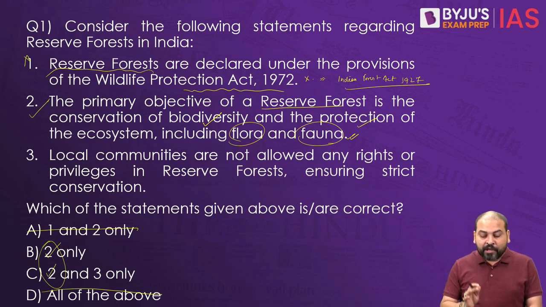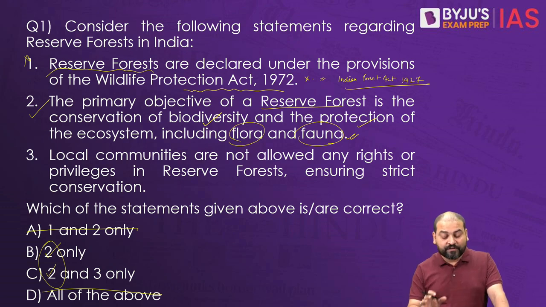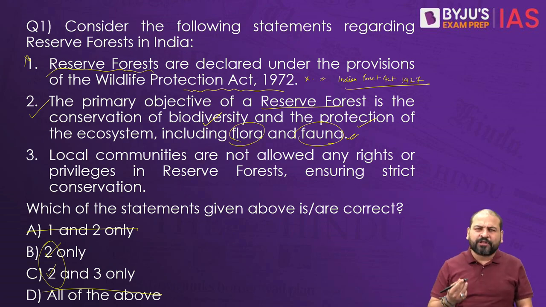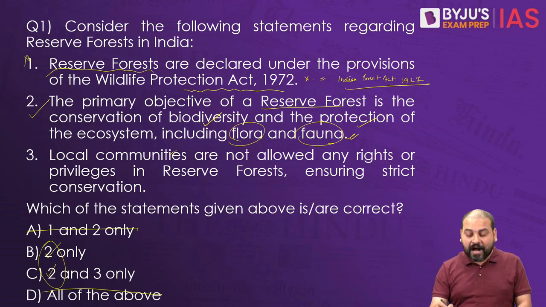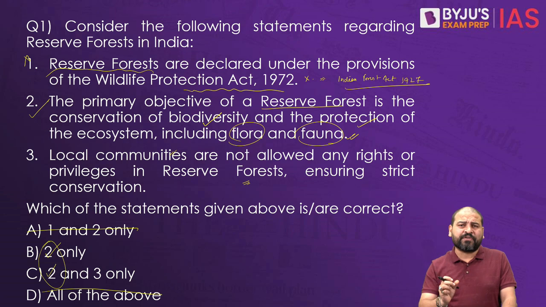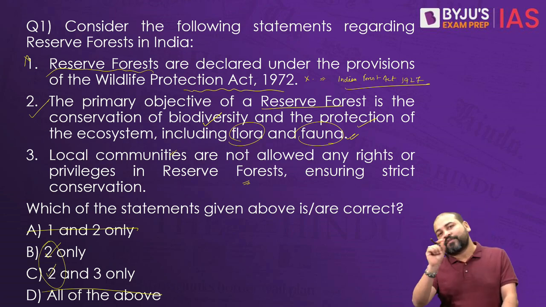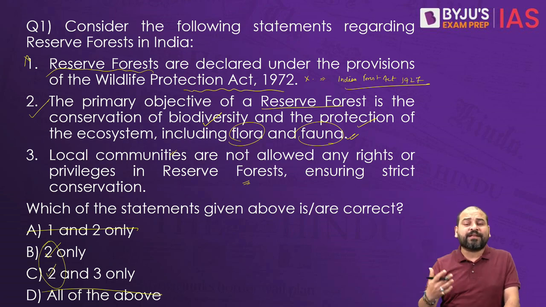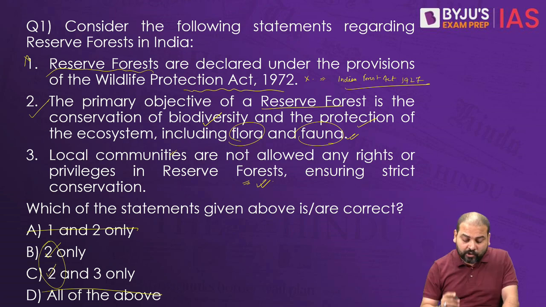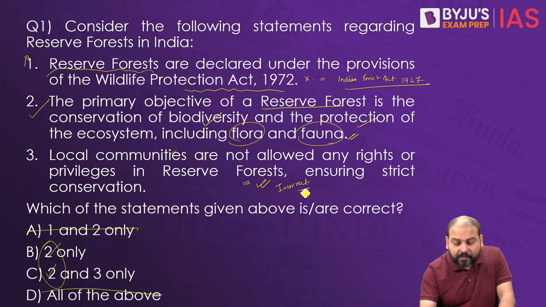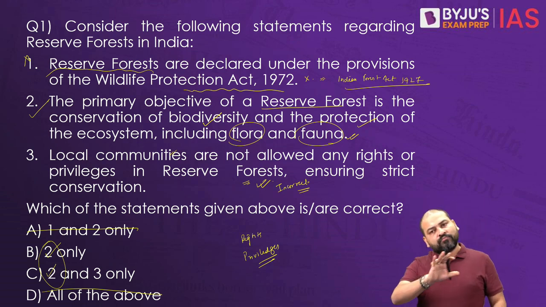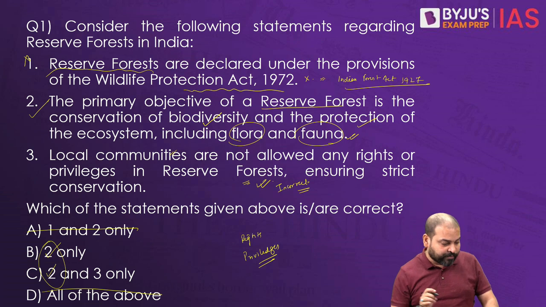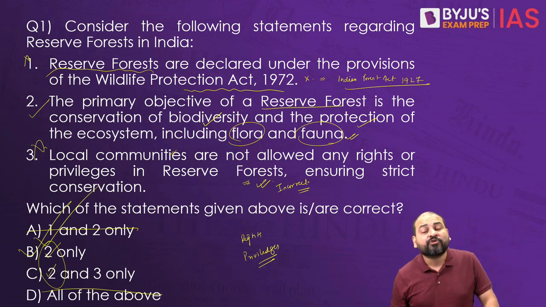Now, is 3 correct or incorrect? Local communities are not allowed any rights or privileges in reserve forest, ensuring strict conservation. Now you all think so, and most of you would be having this idea, but the fact is the local communities are allowed to have some sort of connection with the forests, because traditionally the local communities always had a linkage with the forest, and they have been seen as conservators, because there is a symbiotic relation between both sides, that is forests as well as the local community. So this is an incorrect statement, because local communities do have certain rights and privileges, though they are of course regulated so that the conservation efforts do not get hampered. 3 is a wrong statement. The answer to this question is B, 2 only.